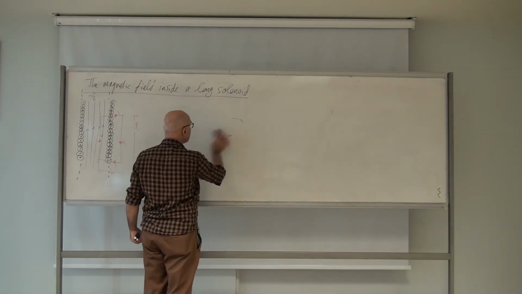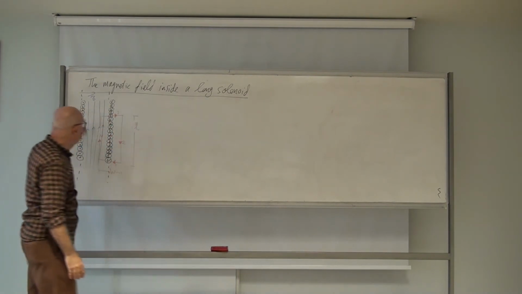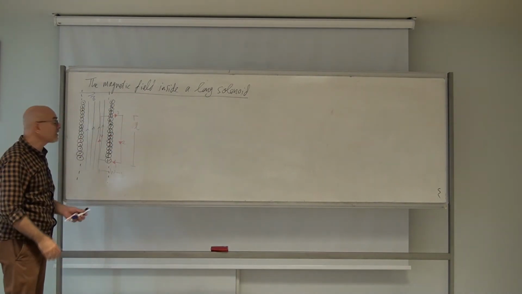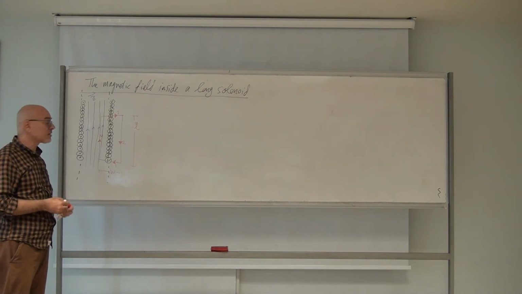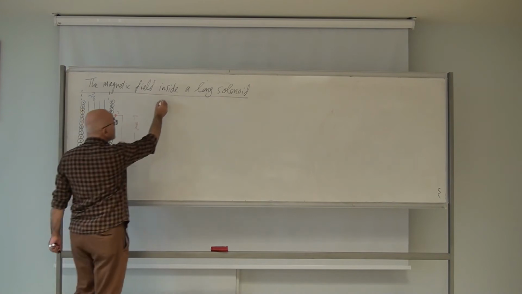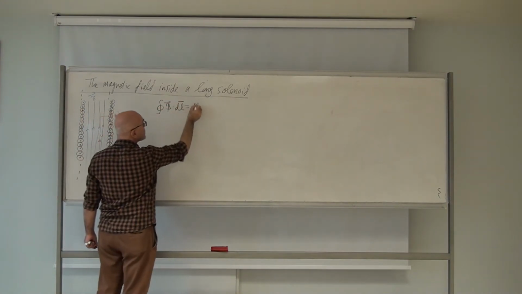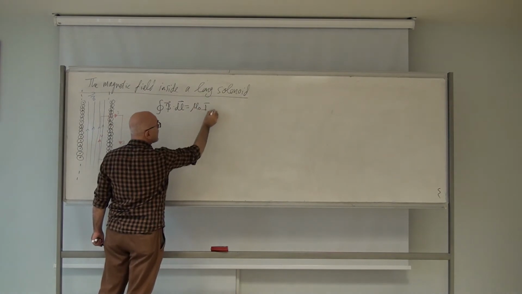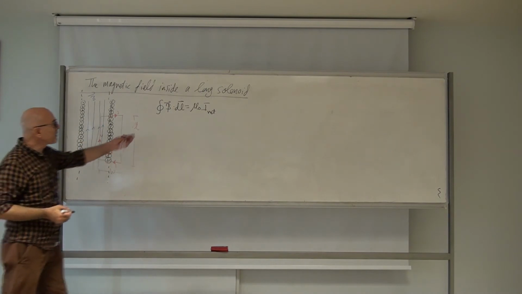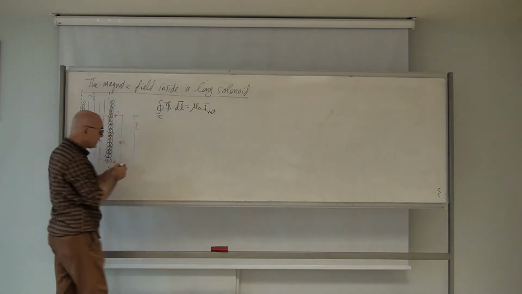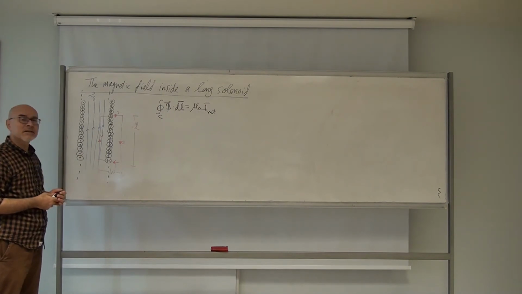an ideal solenoid. Now, my task is to find this magnetic field. I know its direction, and I want to find the magnitude of the magnetic field by applying Ampere's law. Well, what was Ampere's law? It was the contour integral of B dot dl equals mu naught I net. So first of all, this was a contour integral or a line integral, and I want first to choose my contour.